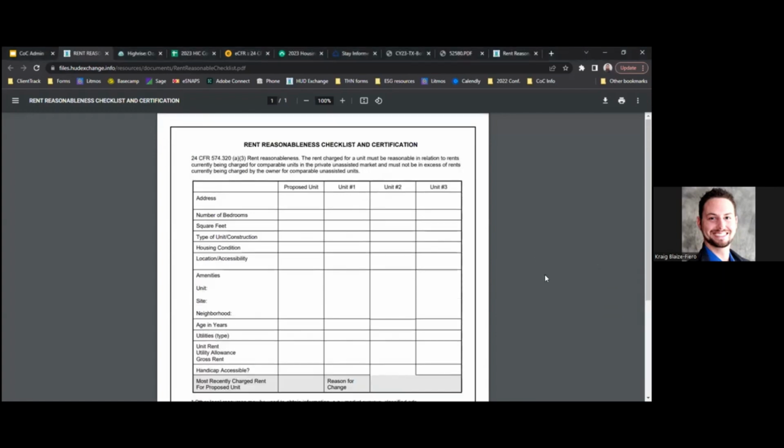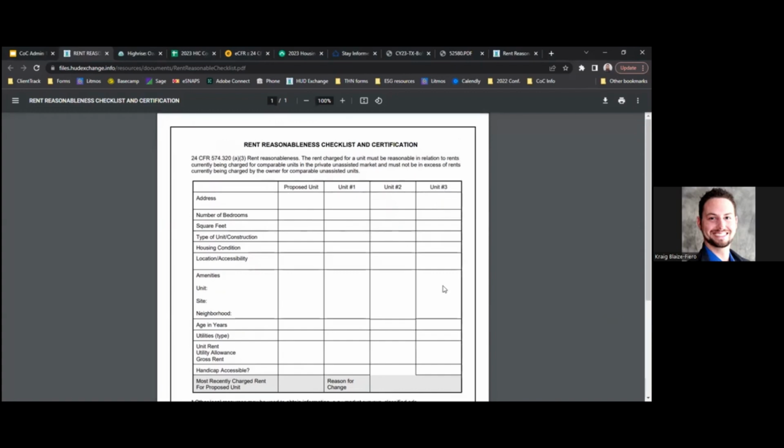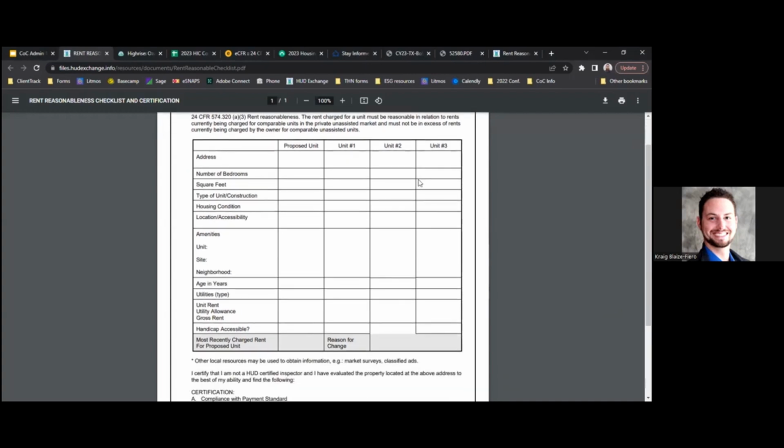Yes. All right, so again, this is a checklist from HUD. You can use this as is or change it, modify it a bit. On this form, you can see there's a column for the information about the unit that you're thinking about moving the client into. And then we have 3 other columns for comparable units. So you can see all of the different characteristics you need to be considering when finding comparable units.